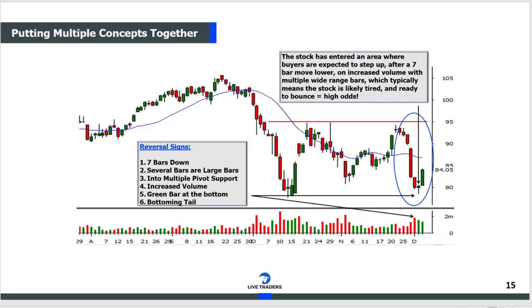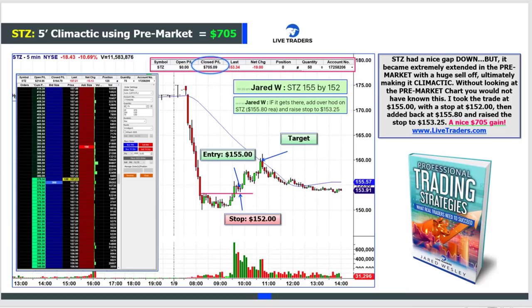Let me go back. Somebody's asking, why is the target 160? The target is typically a 50% retracement or a move back to the declining moving average. ZIMCO, that's right out of PTS. Have you not taken PTS ZIMCO? That's right out of the textbook that you're looking at. A 50% retracement or a move back to the declining moving average is our target on climactics.